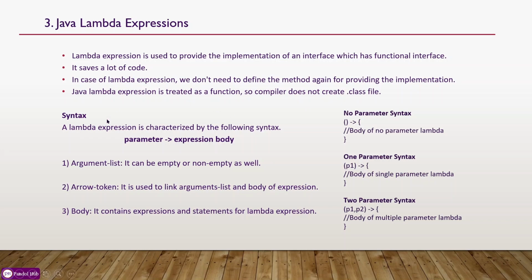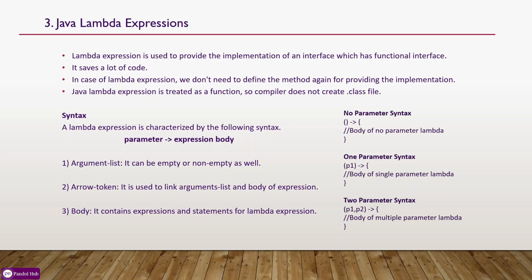So the syntax of the lambda expression will be like the parameter, the arrow token of the lambda expression, followed by the expression body. So parameter represents the input parameters. That is the argument list, which can be empty or non-empty. It represents you can have a method with input arguments and you can have a method with no input arguments. Anything is going to work, but the left-hand side of the arrow token represents the method arguments or the method parameters, and the right side of the token represents the expression body.